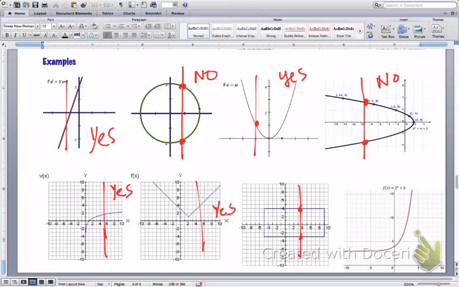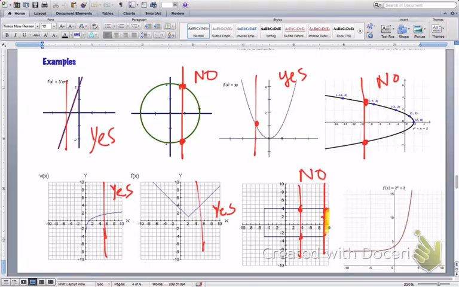Here, it fails the vertical line test. And here's another spot you may not have thought of. You could have also put the line here, and it hits this right here many, many times. So here it fails the vertical line test many times over, because in this whole area, it's hitting the graph. So this right here is definitely not a function.